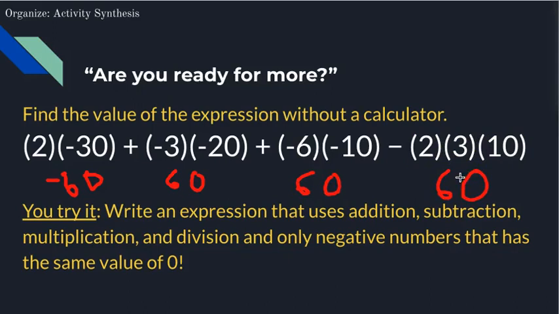remember that order of operations: you do all your multiplication first, then you add or subtract. Well, negative 60 plus a positive 60 gives us 0. 0 plus 60 is 60. And then 60 minus 60 is 0. So this whole thing is actually worth 0.